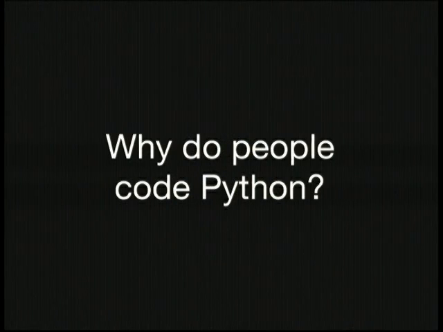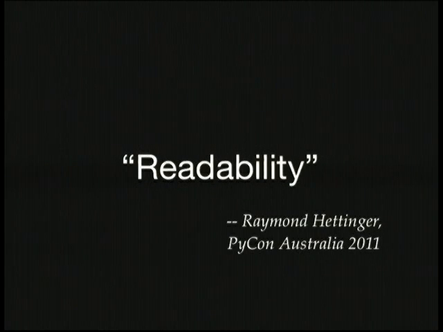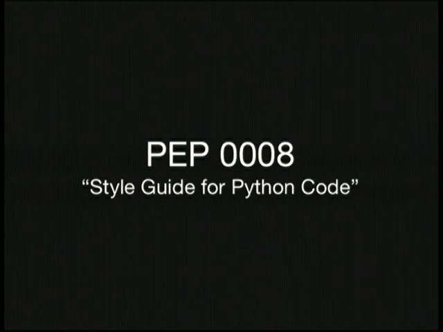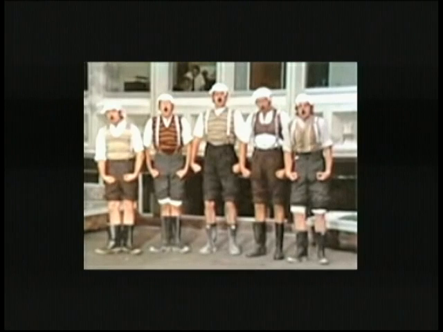So, I've got a question for you. Why is it that people code in Python? Well, a couple of years ago at PyCon Australia, Raymond Hettinger said that the number one reason why big companies took up Python was because Python results in readable code. And if you import this in your Python interpreter, you get this line that says readability counts. You know, this is in the Python distribution. You type import this, it says readability counts. We have a style guide, which is meant so that any man and any Gumby can write readable code in Python.